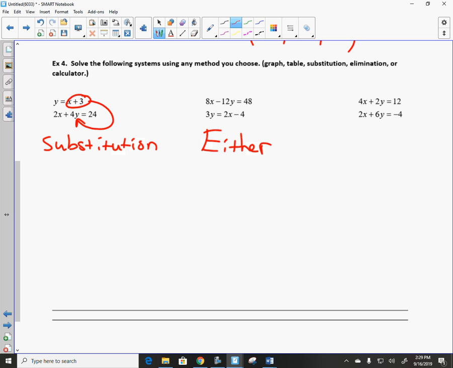How about the last one? Would you use elimination or substitution? Elimination. What would you multiply through by? A -2 on the bottom. So you have 4x and -4x. That's a good thought. Yep. Good. Good. You're ready for your assignment.